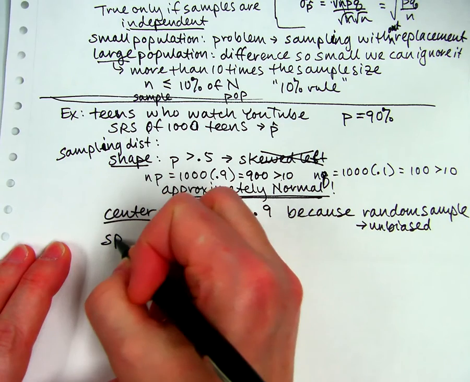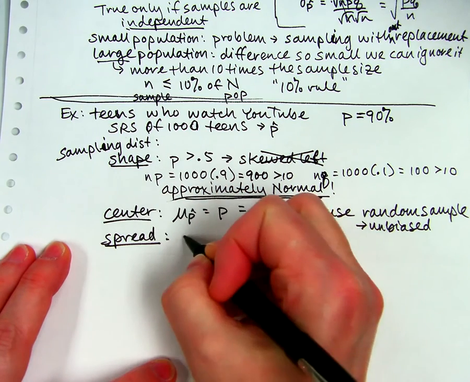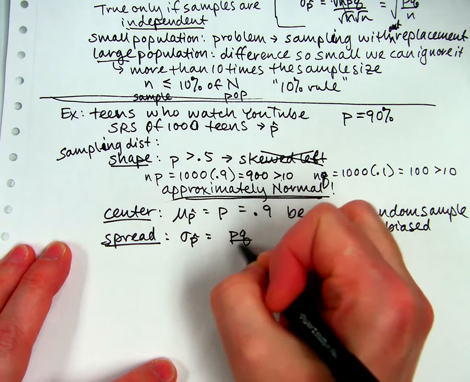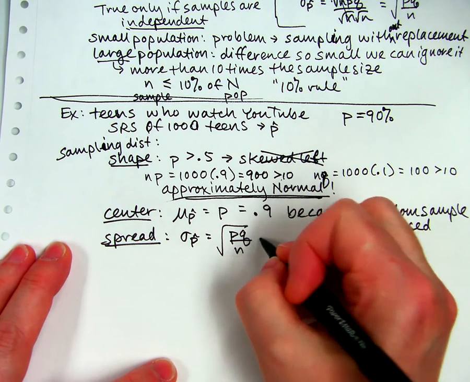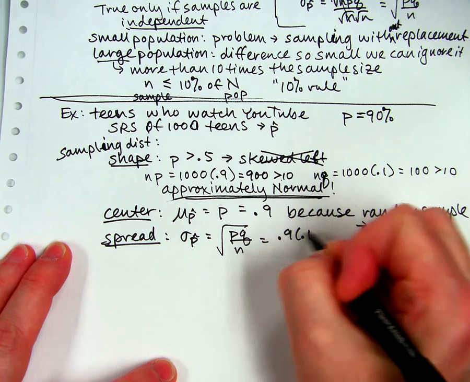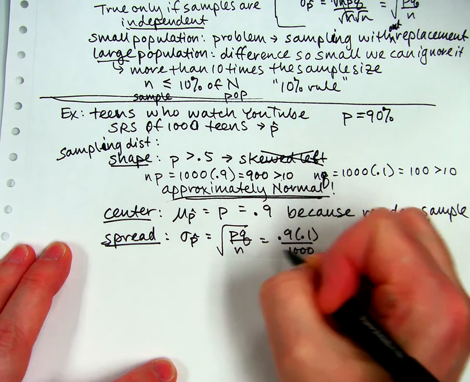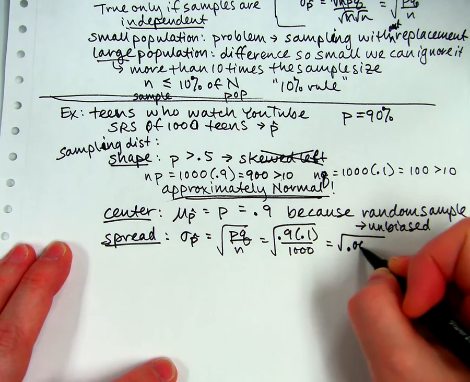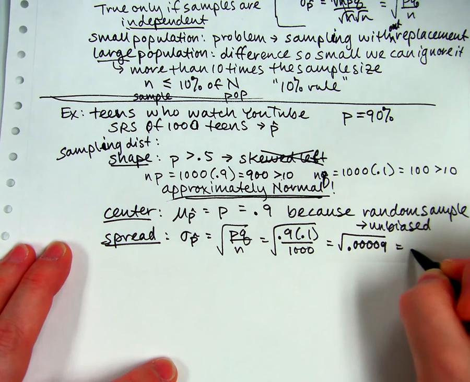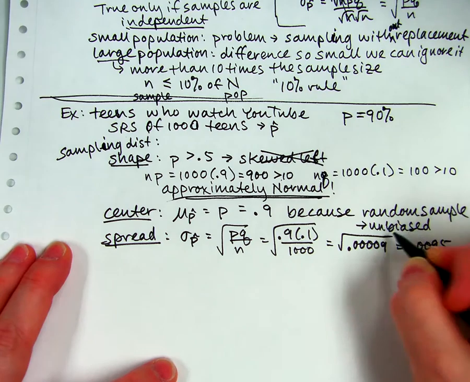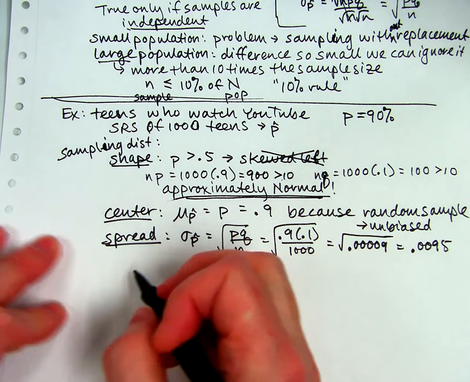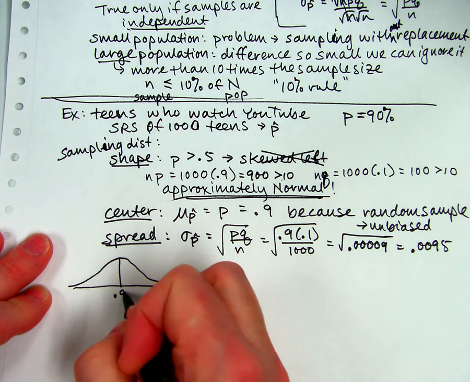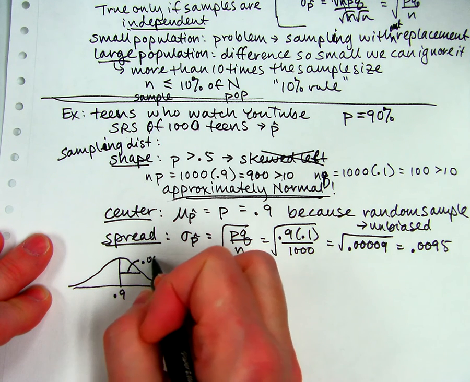And then the spread, standard deviation of p hat, that's that new formula I just told you, that's the square root of pq over n. And that's 0.9 times 0.1 over 1,000, square rooted, which comes out to 0.00009. And when you square root it, you get 0.0095, really small spread because it's such a large sample. We could picture this as, well, we just said it was approximately normal, right? And the mean is 0.9, and the standard deviation is 0.0095.